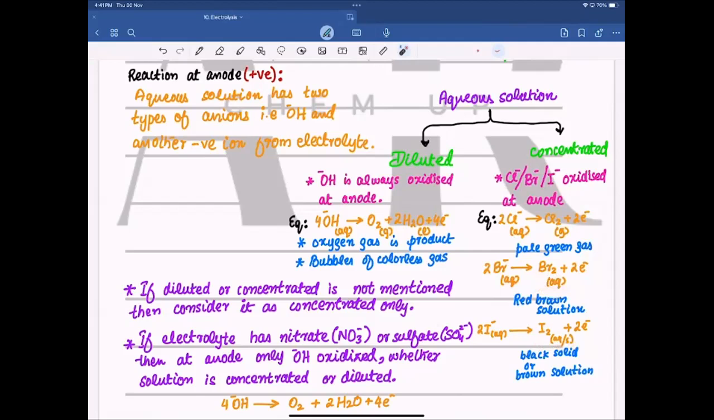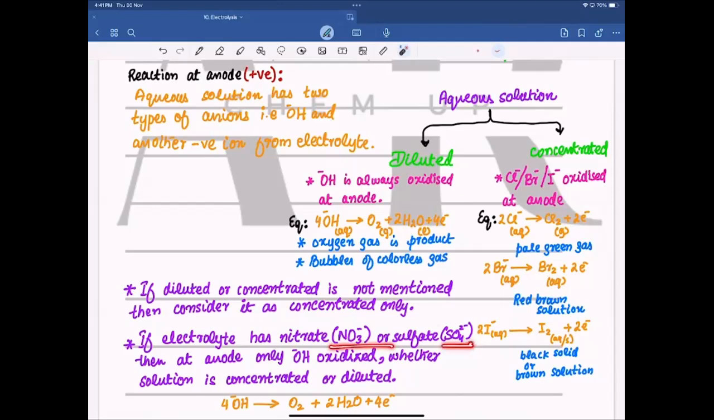Is this clear? Now, if the examiner, for example, didn't mention whether the solution is concentrated or dilute, then what can we consider it? We always consider it as concentrated. If the examiner just says, for example, aqueous sodium chloride, it means that it is concentrated sodium chloride.